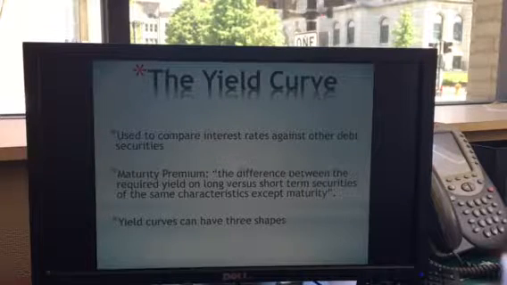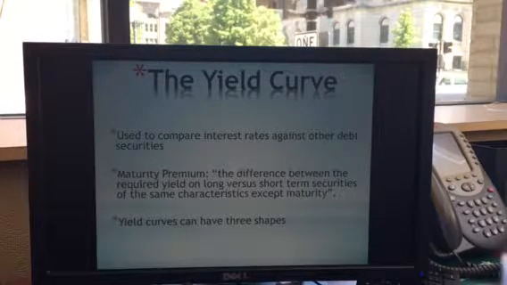The maturity premium is an important term, so this is defined by the book as the difference between the required yield on long versus short-term securities of the same characteristics except maturity. So assuming everything's the same, basically what the maturity premium is, you earn a premium for having a security for a longer period of time. So the longer you have it, the higher the interest rate, and that difference is the premium.